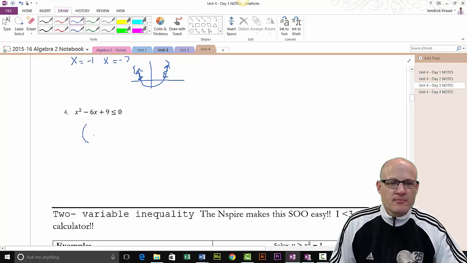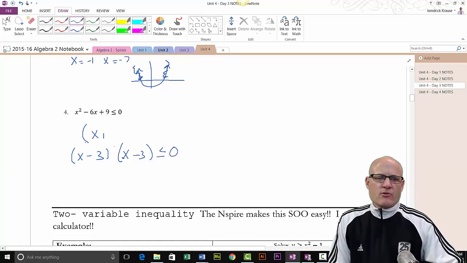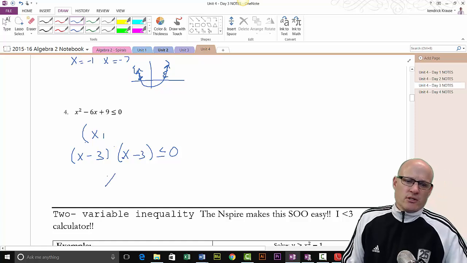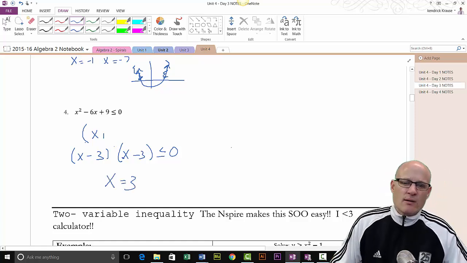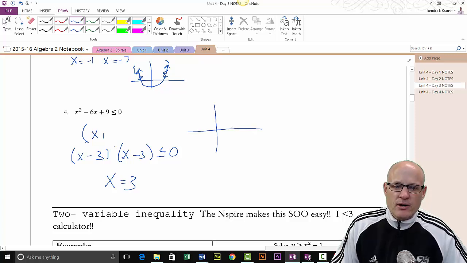This parabola is x plus, excuse me, so this one is x and x, both negative. This one's minus 3 and minus 3, less than or equal to 0. So this is an interesting problem. We only have one root, x equals 3. Now, if you remember what the graph of this one looks like, if my root's here at 3, what's going to happen is a parabola that goes up, but only touches once.